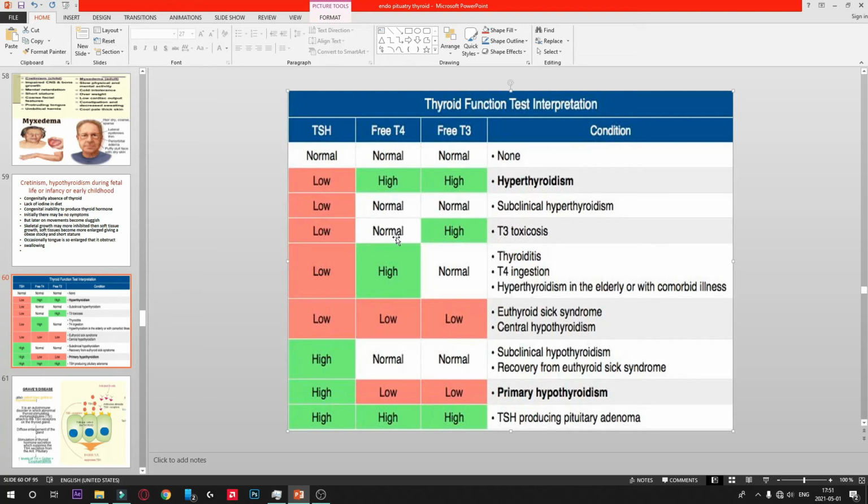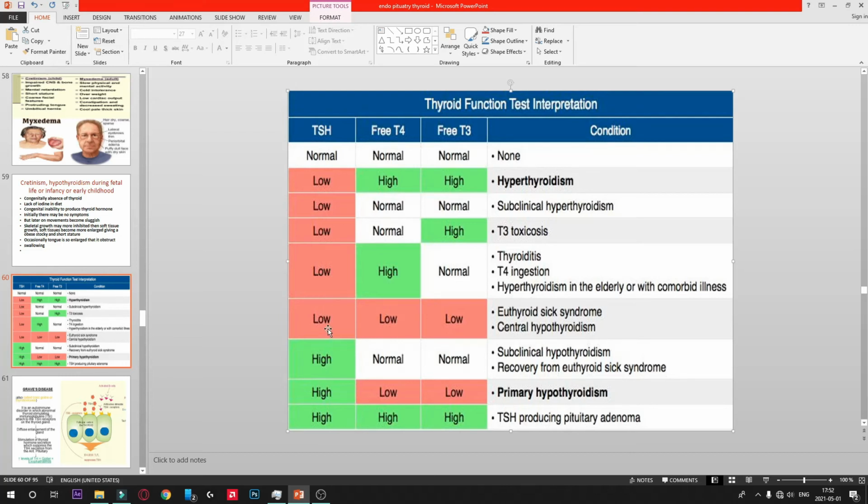Again, if TSH is low and T4 is normal but T3 is high, then we call it T3 toxicosis. If T4 is high and T3 is normal, then we call it thyroiditis, or a different condition in the early or comorbid illness. Actually, these are different illnesses which may affect the thyroid. So, if the TSH level is low, then usually there is hyperthyroidism. It may be a complete hyperthyroidism, a subclinical hyperthyroidism, a thyrotoxicosis, due to thyroiditis, or due to some other diseases.